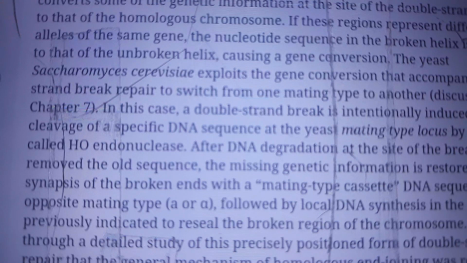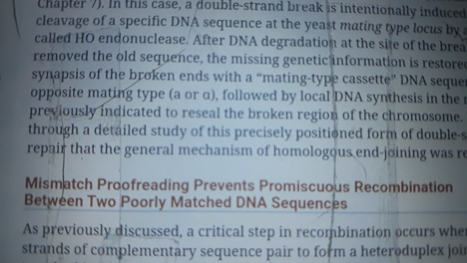So with either outcome of general recombination, the DNA synthesis involved converts some of the genetic information at the site of the double-strand break to that of the homologous chromosome. If these regions represent different alleles of the same gene, the nucleotide sequence in the broken helix is converted to that of the unbroken helix, causing a gene conversion. The yeast Saccharomyces cerevisiae exploits the gene conversion that accompanies double-strand break repair to switch from one mating type to another, discussed in Chapter 7.